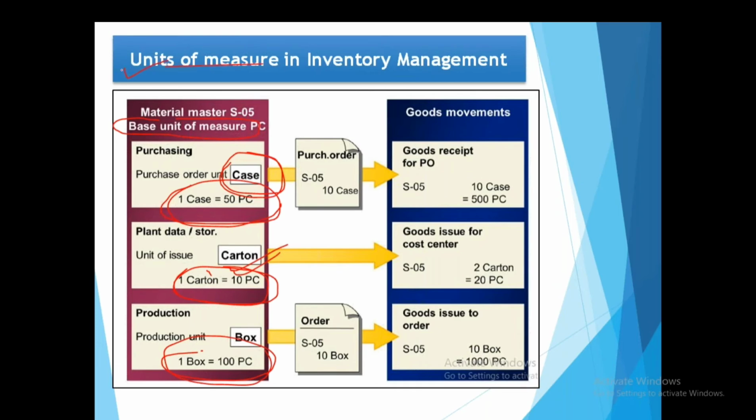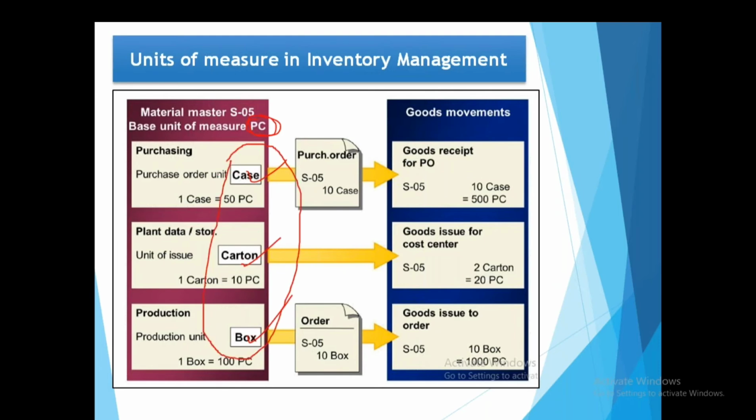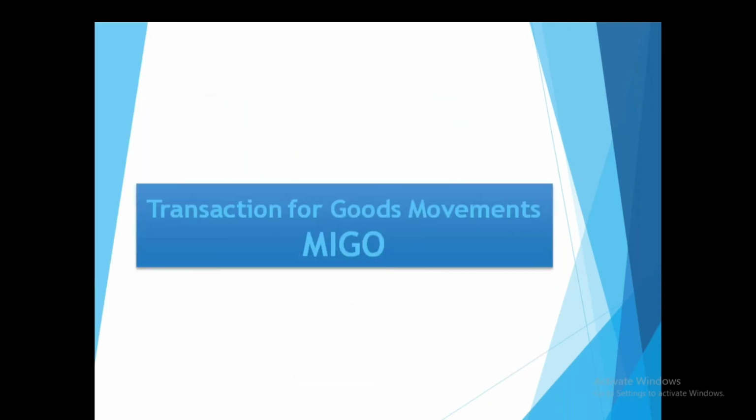So like this, you can maintain different units of measure in inventory management. Base unit of measure: here, pieces is the base unit of measure. Case, carton, box, all these things are alternate units of measure. PC is the base unit of measure, and case, carton, box are alternate units of measure. Whenever you use an alternate unit of measure, you have to maintain the conversion factor. So those are the units of measure in inventory management.